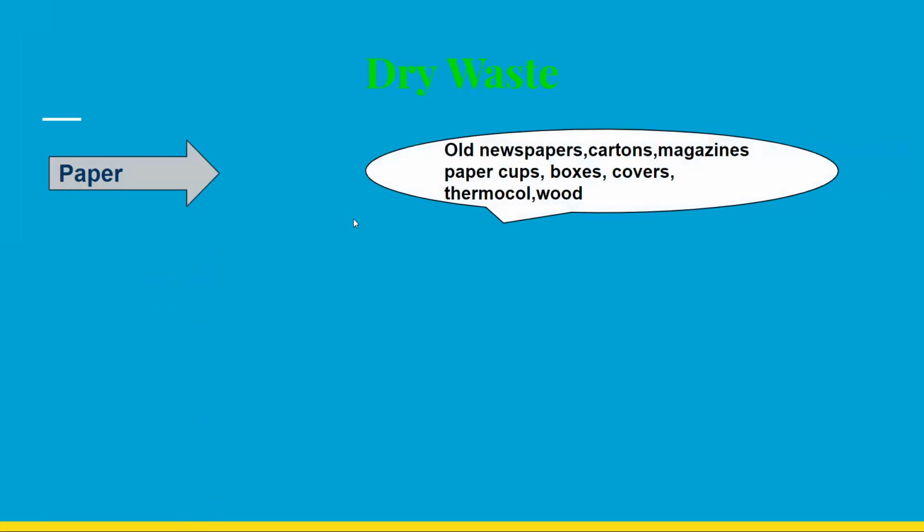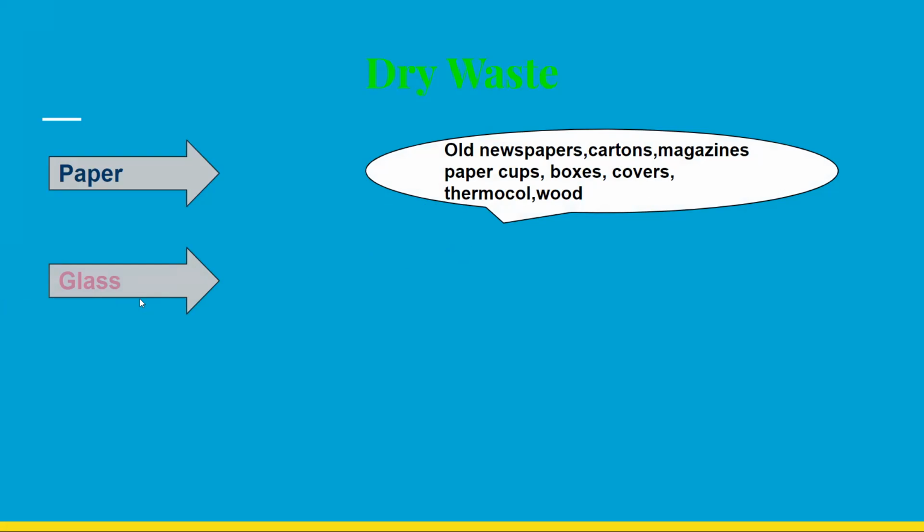The paper waste: old newspaper, cartons, magazines, paper cups, boxes, covers, thermocol, and wood. These all are the part of the paper waste. The paper waste is the dry waste. There are two kinds of waste, dry waste and wet waste. So this paper and paper waste we are getting from so many things. After reading the newspaper, the old papers are the waste material for us. Cartons, magazines, and the paper cups, these all are the examples of the paper dry waste.